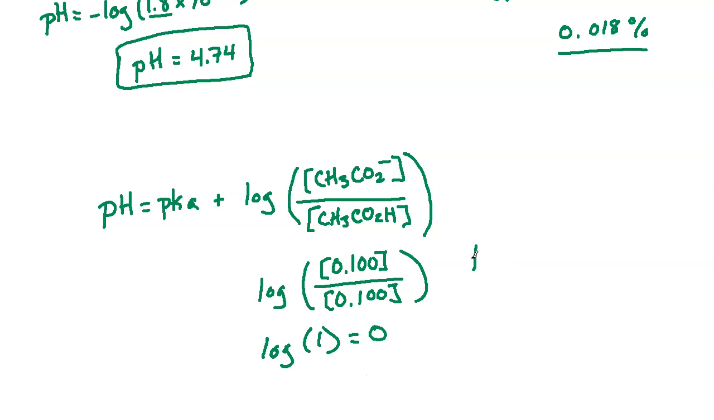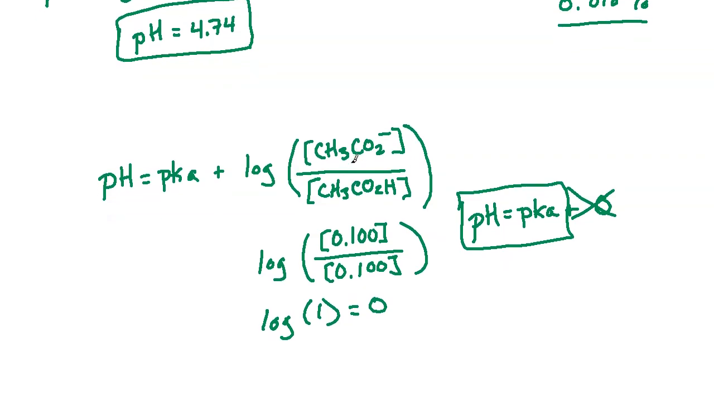So what I'm going to say here is that the pH is going to equal the pKa plus 0. So anything plus 0 means that the pH is equal to the pKa. Okay, and this will always be the case when you have equal stoichiometric amounts of conjugate acid and conjugate base. When their concentrations are equal, you're going to have the pH equal to the pKa.